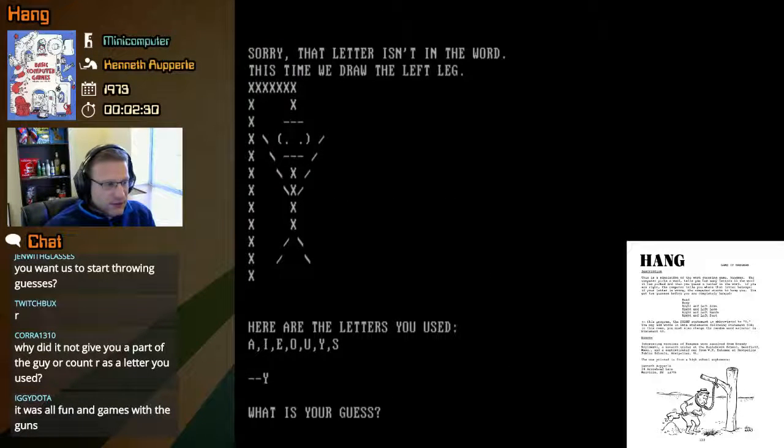Let's go S. Sorry, that letter. Nah, they drew the left leg. Damn. And yeah, they're not counting R. So if we guess R again. Okay, now they counted it. Alright, interesting. So R definitely was not part of it. Okay, so we still have our hands and our shoes to go. So we basically have 4 more guesses here.